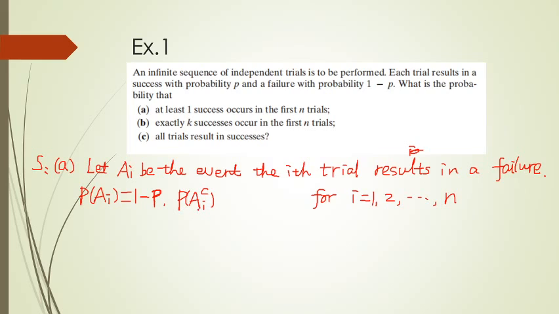What does A's complement mean? That means the ith trial results in a success, right? If it's not a failure, then it's success. From here, we can tell that it's either success or failure, two parts of the probability. So this one will be p, right? The ith trial results in a success. A's complement means 1 minus p, right? Then we can define another event.